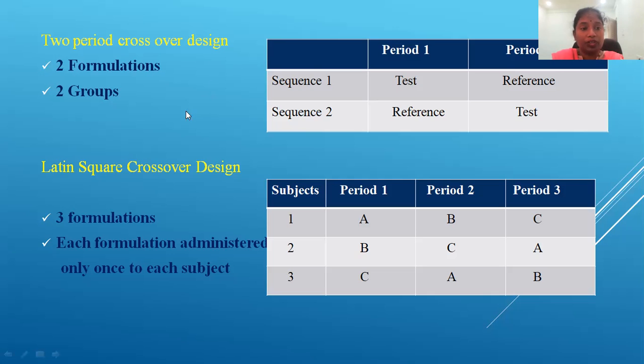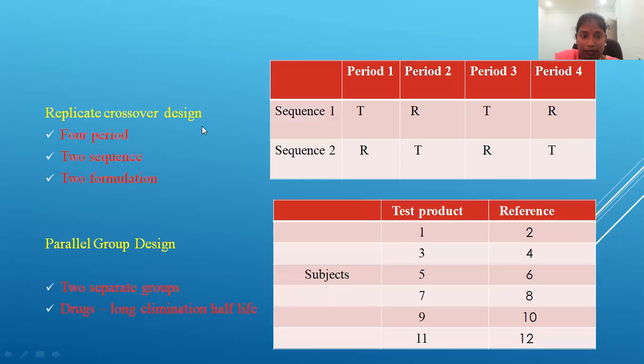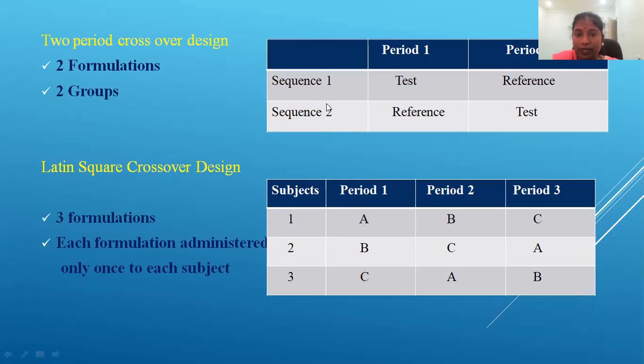Next, the two-period crossover design is where you are taking two formulations and two groups, sequence 1 and sequence 2. In group 1 you take subjects 1 to 6, and in group 2 you take subjects 7 to 12. Total how many subjects are you taking? 12 subjects. Subjects 1 to 6 you group as group 1, and 7 to 12 as group 2.